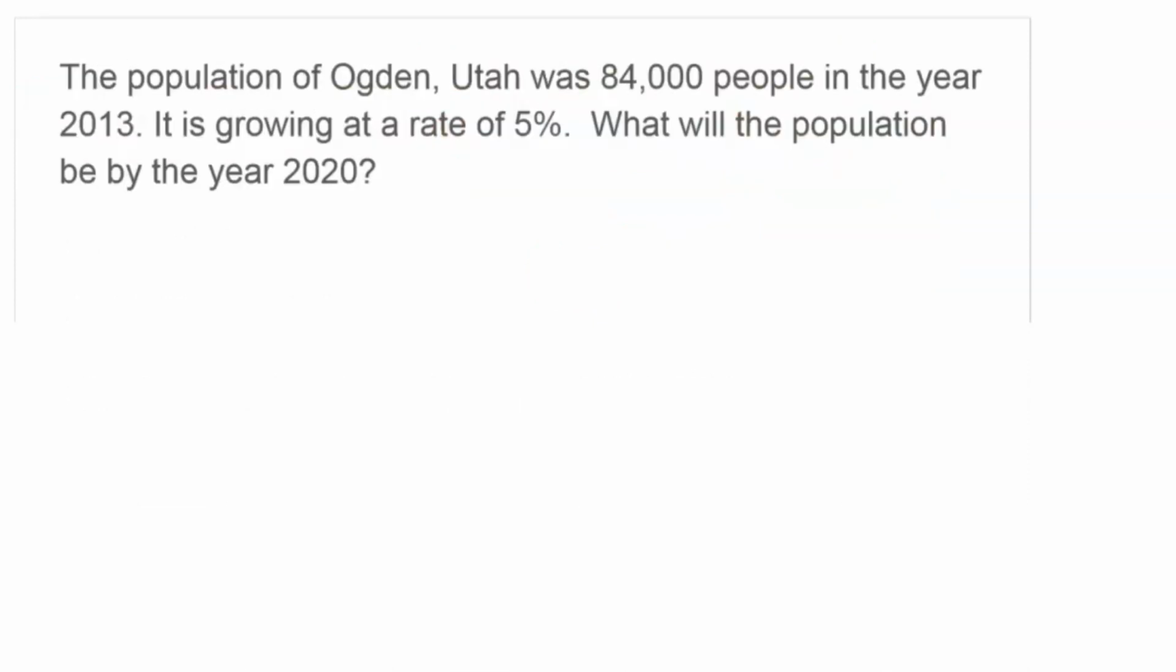Here are a couple more examples. The first one says the population of Ogden, Utah was 84,000 people in the year 2013. It is growing at a rate of 5%. What will the population be by the year 2020? You can tell I made this problem a while ago. Okay, so the 84,000 people, that would be our starting amount. So that is the P value.